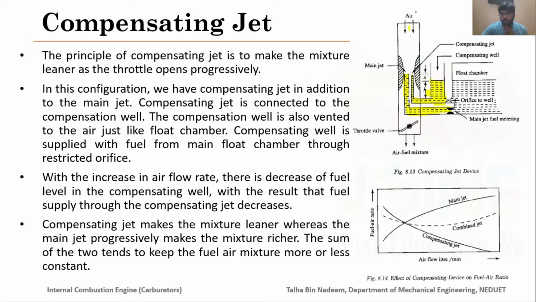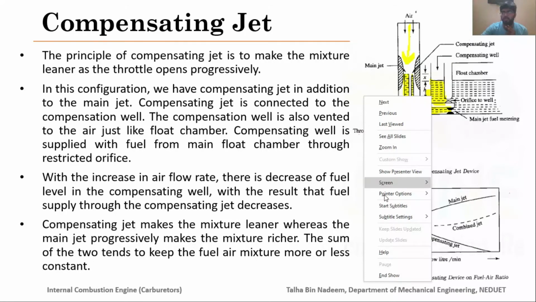when the air comes from the filters and choke valve to the venturi section, it will not only take the fuel from the main jet, but it will also take the fuel from the compensating jet. And since the diameter of the compensating jet is smaller than the diameter of the main jet, therefore it will be supplying a larger amount of fuel when your engine has just started, or your throttle valve or the air flow is small.